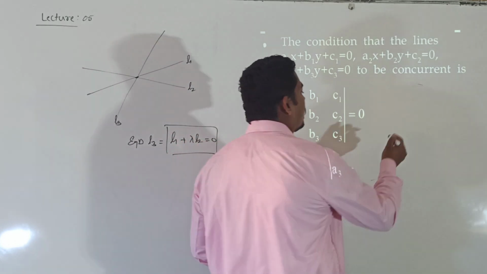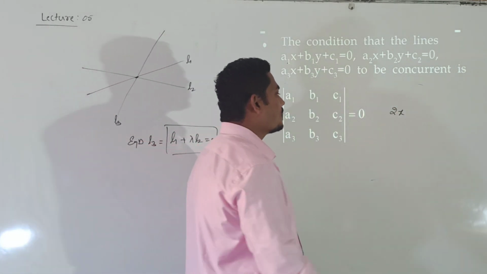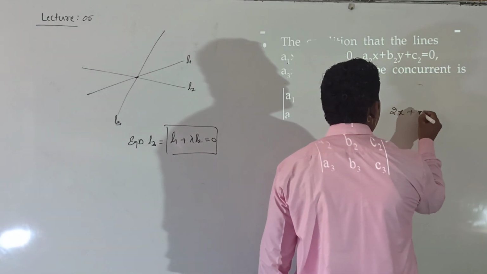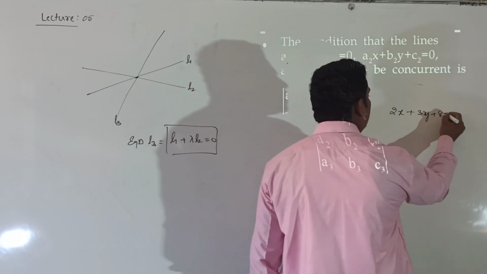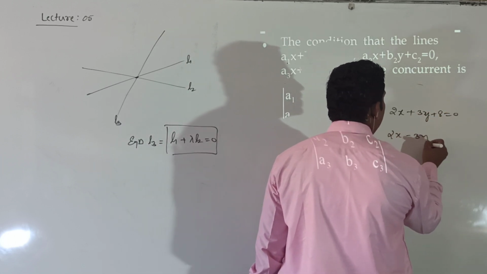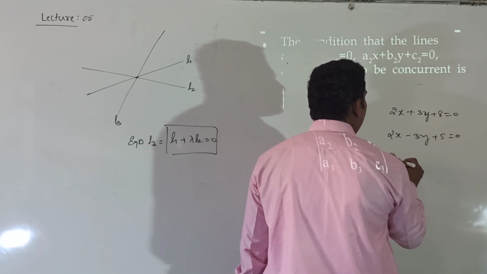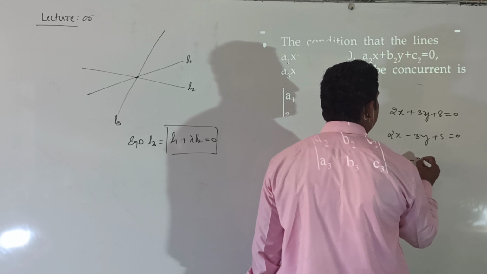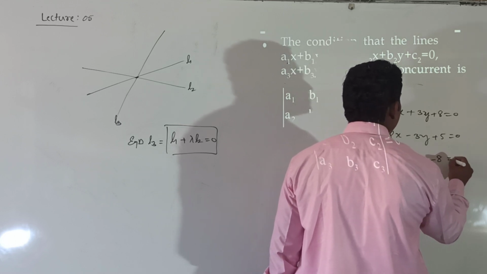For example, suppose, not exactly, 2x plus 3y plus some value 8 equal to 0, then 2x minus 3y plus 5 equal to 0, 4x minus 5y minus 8 equal to 0.